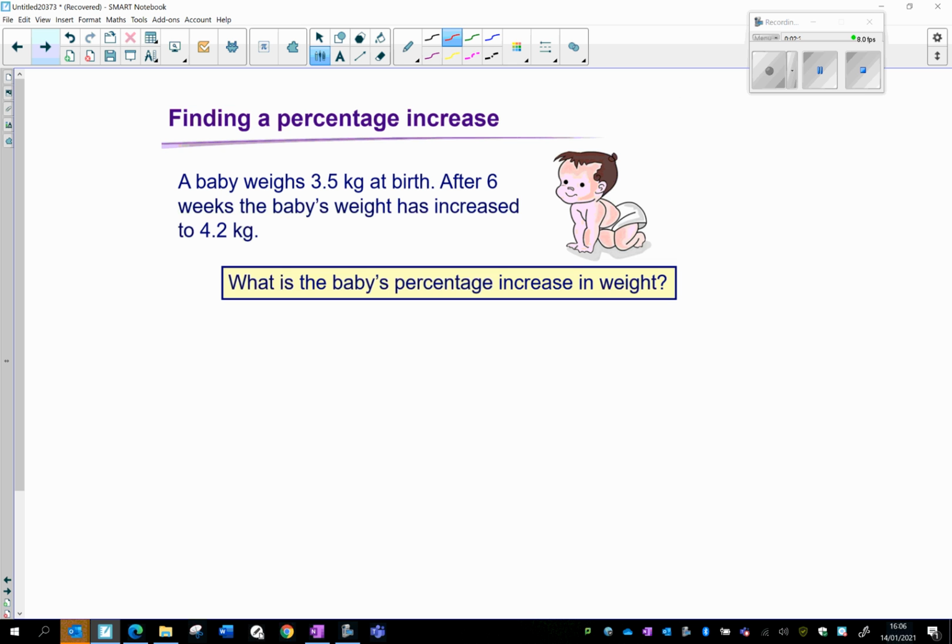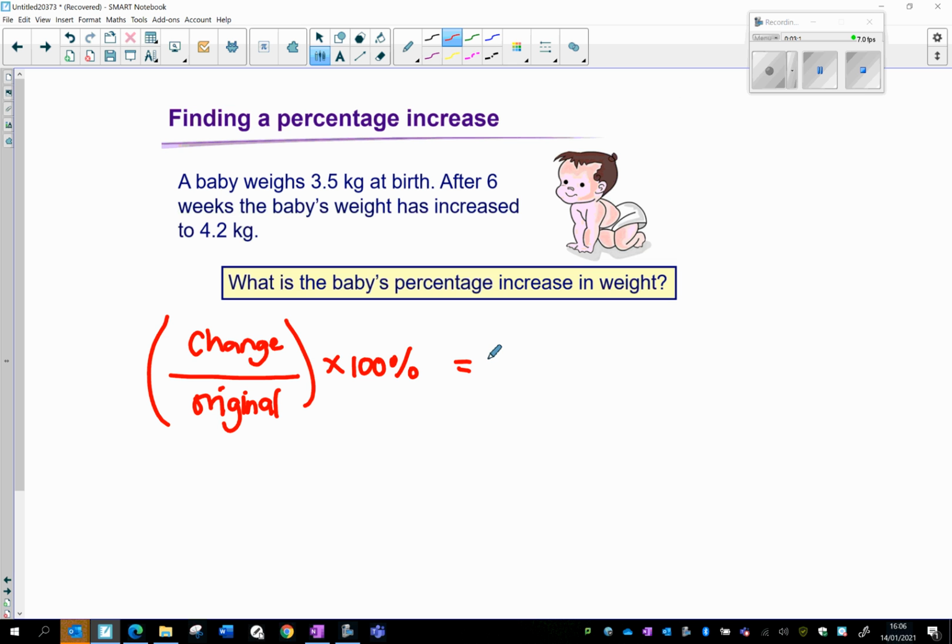Here we have a baby, and the baby weighs 3.5 kilograms at birth. Six weeks later, the baby's weight has changed to 4.2 kilograms, and your job is to work out the baby's percentage increase. The way that we do that, and the formula is the same every time, is we work out, first of all, the change. So how much has the baby's weight changed by? We divide by the original, whatever amount it is, and then once we finish that, multiply by 100 to change it into a percentage.